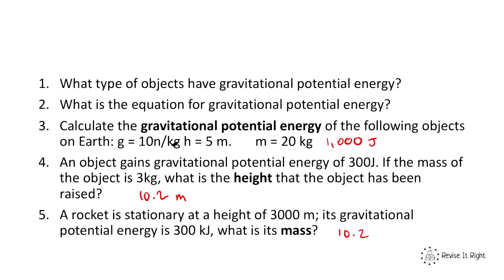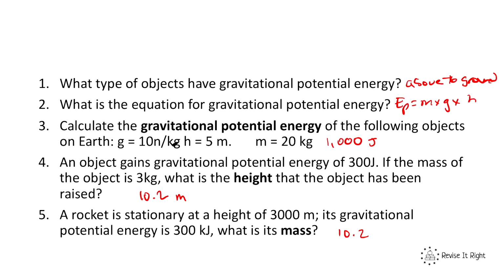Okay, so question 1. What type of objects have gravitational potential energy? Objects that are above the ground. Question 2. What is the equation for gravitational potential energy? Well, gravitational potential energy is equal to the mass times the gravitational field strength times the height.